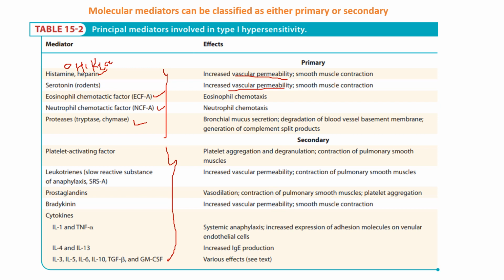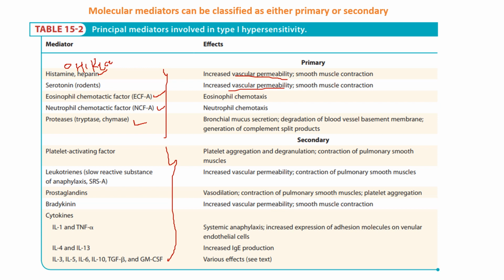So histamine and serotonin both have the same function. Vascular permeability refers to the ability of the blood vessel wall to allow the passage of substances such as fluid, nutrients, and white blood cells. Smooth muscle contraction: smooth muscle, as we know, is involuntary and is found in the walls of internal organs and blood vessels.